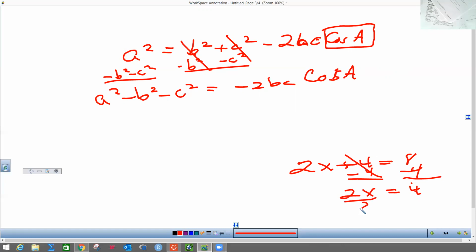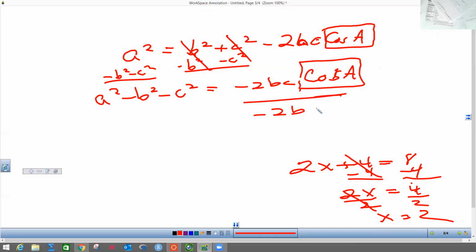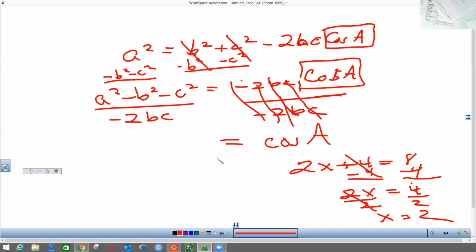You get rid of what's with what you're wanting to get alone, right? So over here, do you remember this is what I want to get alone? So I'm multiplying this by negative 2bc. So I'm going to divide this side by negative 2bc. I'm going to divide this side by negative 2bc. So over here, the negatives reduce, the 2's reduce, the b's reduce, and the c's reduce. So I've got cosine A over here by itself.